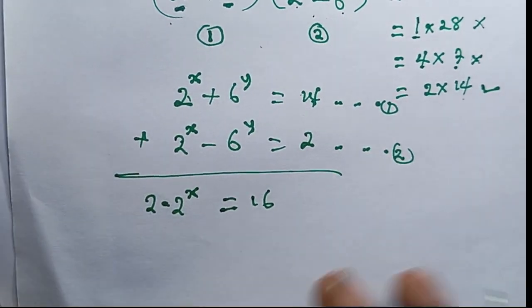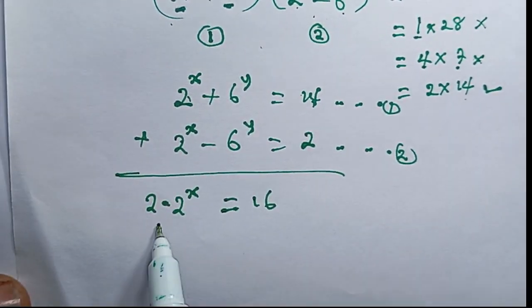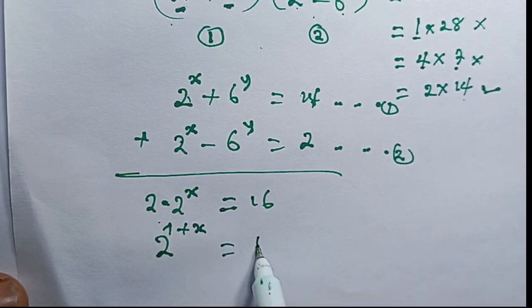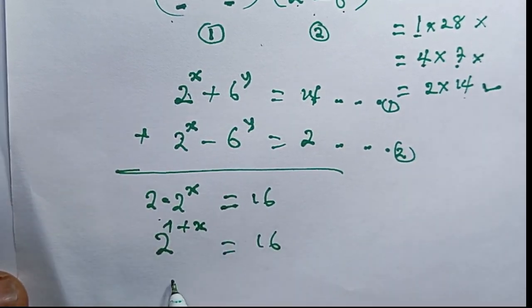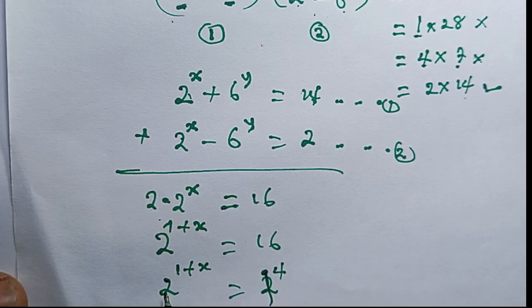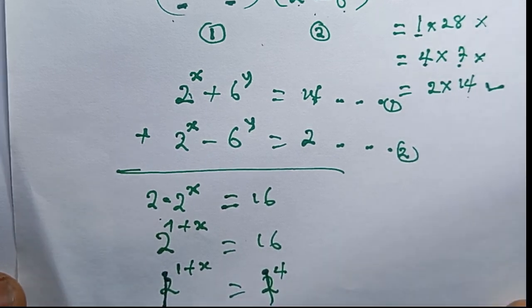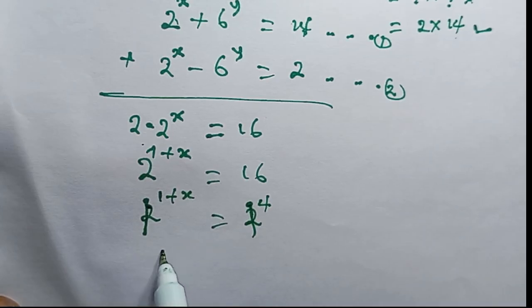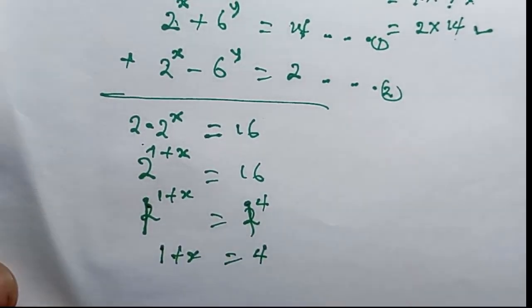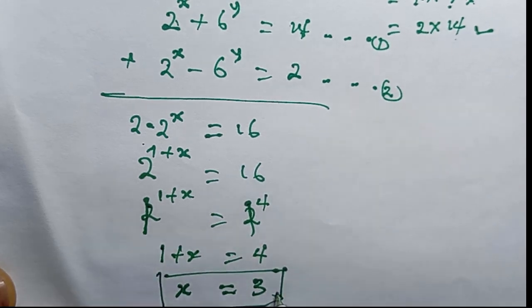Okay, then of course using the rule of indices, we can actually write this as 2 power 1 plus x is equal to 16. So that we have that this is 2 power 1 plus x is equal to, this is 2 power 4. They have the same base right here, so we can actually cancel them, and then we'll go ahead to equate the power. So 1 plus x is now equal to 4, which obviously from here you can see that our x is equal to 3. Okay, so this is going to be the value of x.